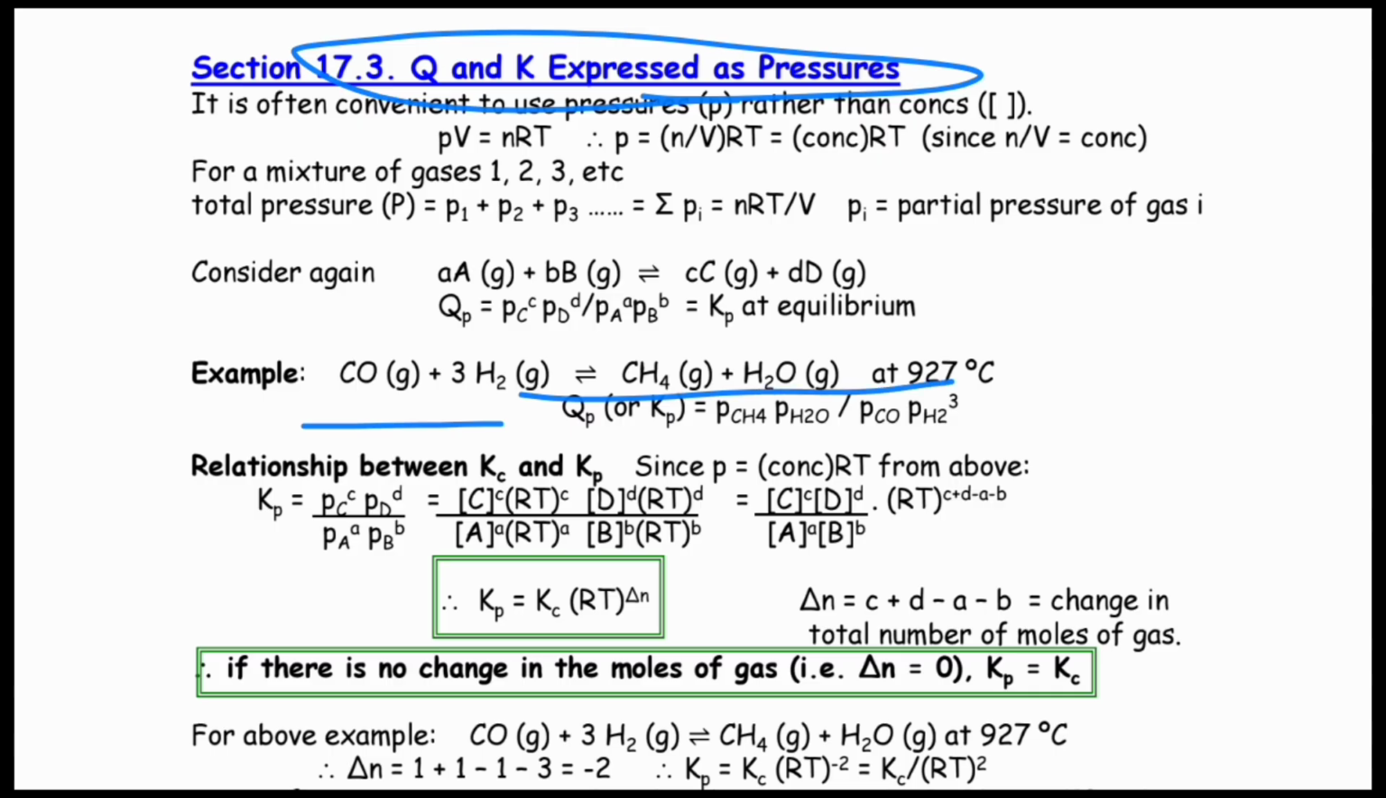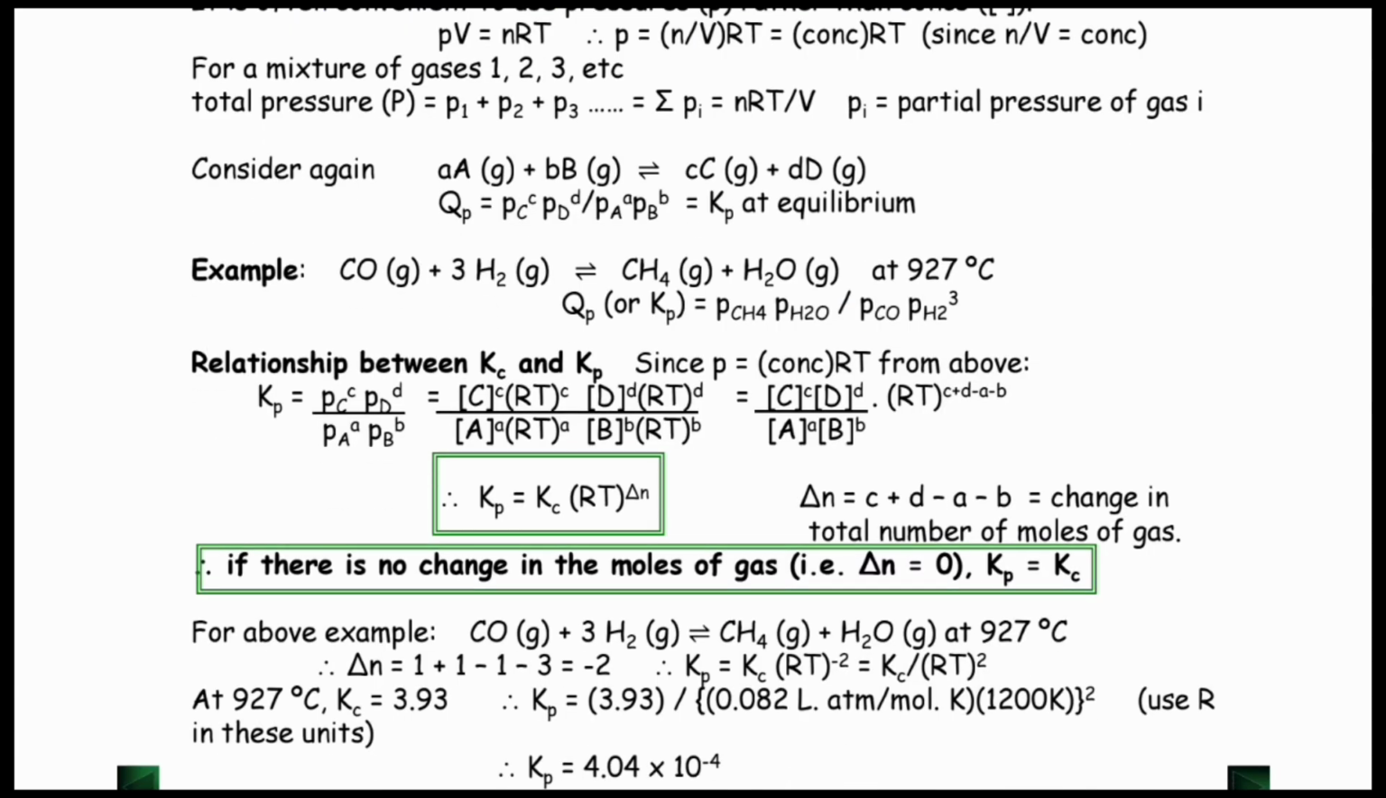There is a reaction here. You can write this equation, the relation between Kp and Kc. Okay, Kp is equal to Kc (RT) to the power delta n.